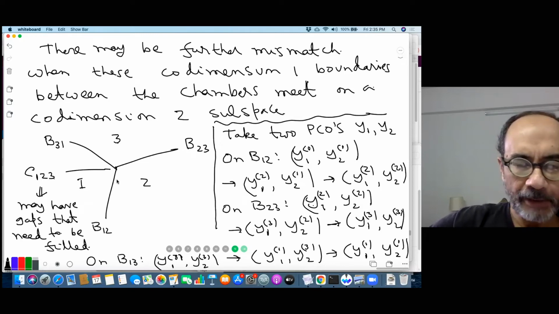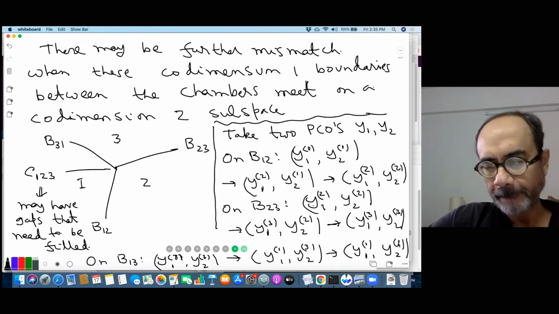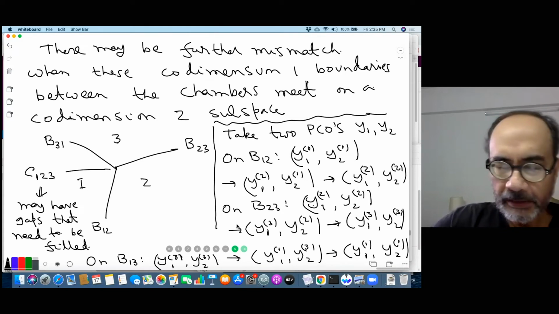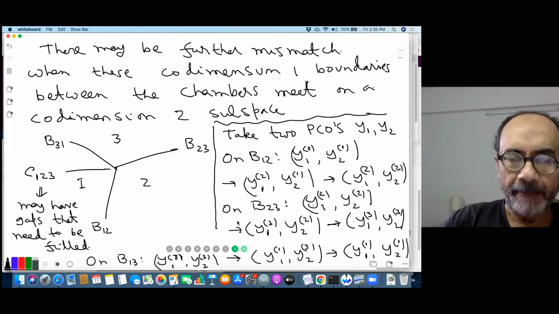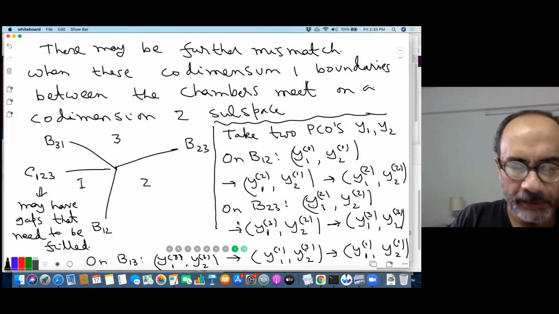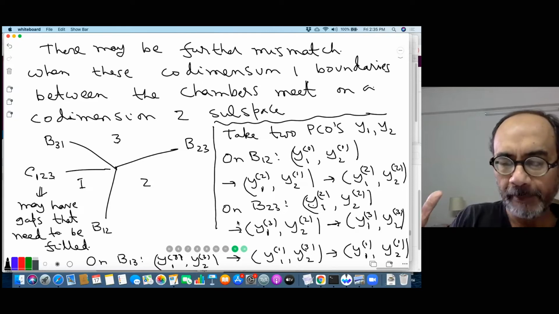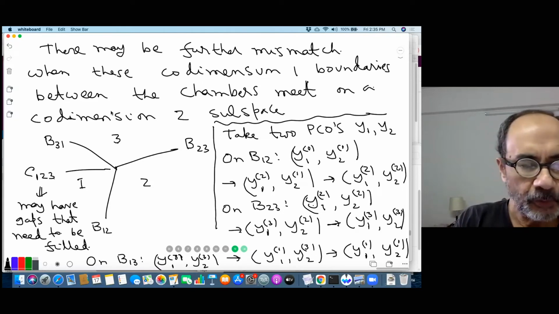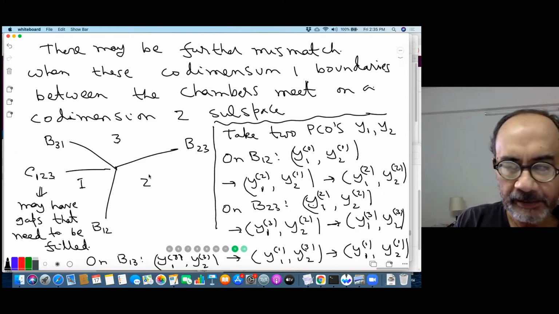Okay, so that by the time you have come back, you are back to the original choice of PCOs, Y11, Y1. Now let's see why there is a gap. For this you have to make a pictorial representation of these movements, which is what I'm going to do in the next slide. But is this clear so far? What I have said?